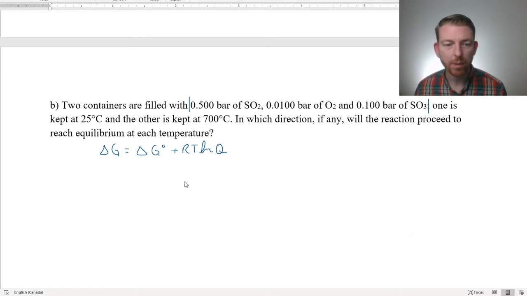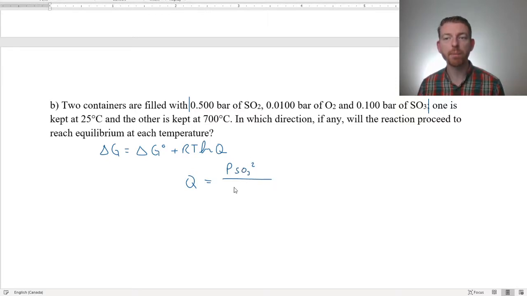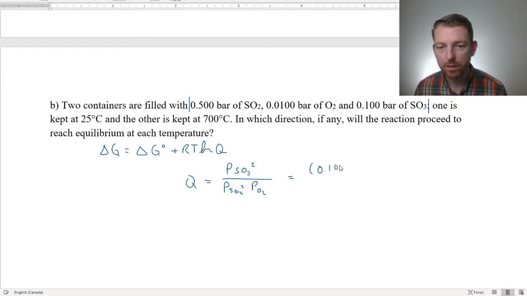Okay. So let's see what it has to say. So Q is what we really want to calculate because we want to compare these values to their K values. So Q is going to be the pressure of the SO3 squared. Again, check back for that squared because of the stoichiometric values. Divided by the partial pressure of the SO2 squared multiplied by the partial pressure of oxygen. And we can fill in all these values. So we have 0.100 squared over 0.500 squared by 0.01 with some zeros. Can't quite see it.